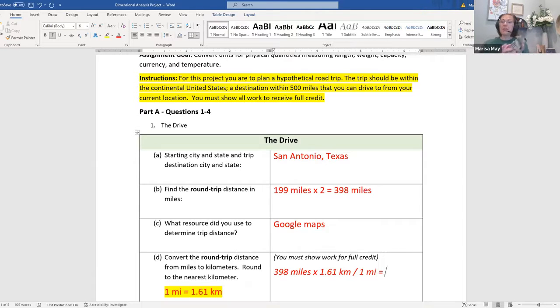And then I'm going to go to my old squeaky calculator, right? I'm going to do 398 times 1.61 divided by 1, and I got 640.78 kilometers. Choose your location, go to Google Maps, find out how far it is from your location, multiply it by 2, just like I did. Put Google Maps as your resource, and then do your conversion for part D.